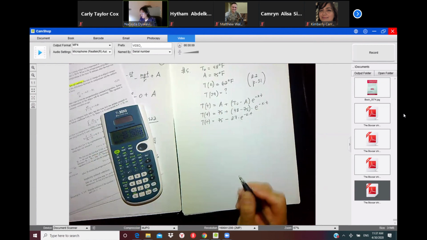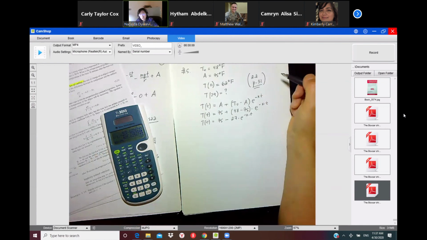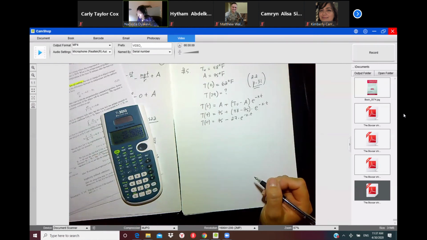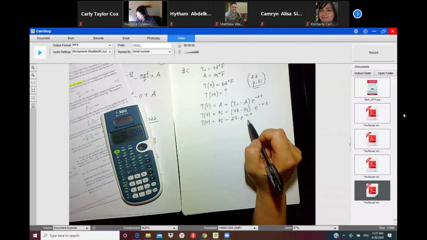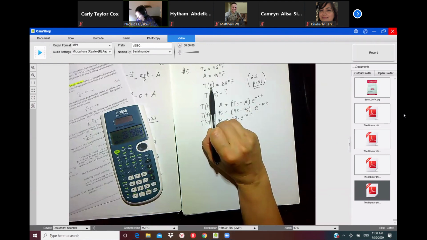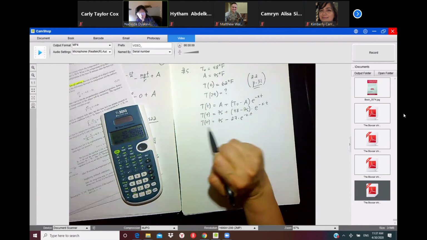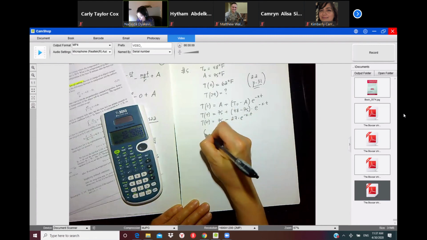So any questions so far? So this is section 2.2, page 31. I would definitely put this formula on an index card to use later. In order to find k, you would need to substitute 11 for t and 62 degrees for capital T. Do you agree?